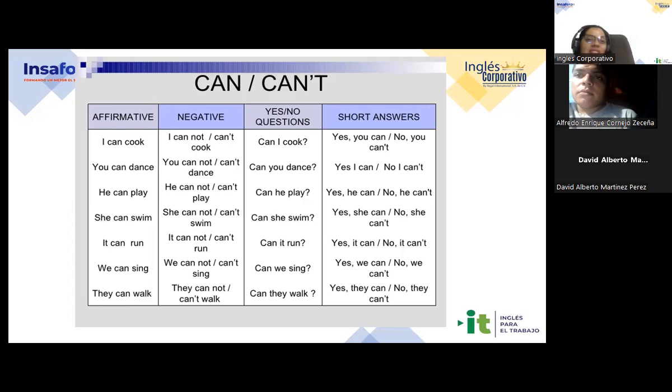Yes, I can. Okay. Can you drive a motorcycle? No, I can't. Can you use a computer? Yes, I can. Can you repair the TV? ¿Puedes reparar televisión? No, I can't.